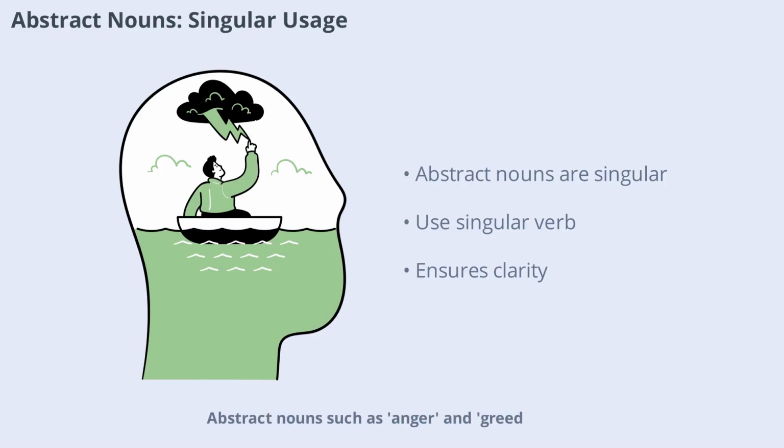Abstract nouns such as anger and greed are treated as singular subjects and always take a singular verb and pronoun. For example, "anger and greed is a despicable element in a person." This rule ensures subject-verb agreement and clarity in your writing.